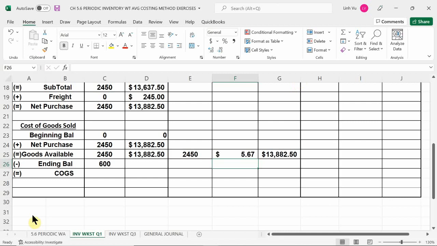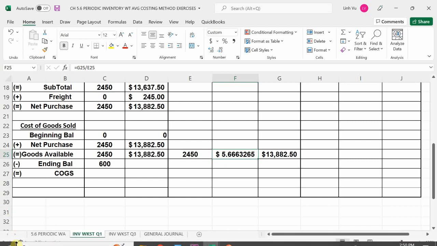5.666326. Okay, so 5.66326. All right, good. You can have as many numbers as you want to display, but if you're using a calculator, 6 numbers after the decimal will give you the best rounded number. So that's how much it's going to cost me for one item that I sell.